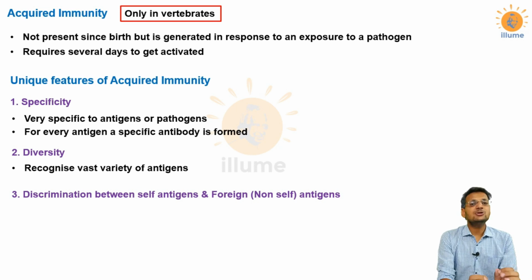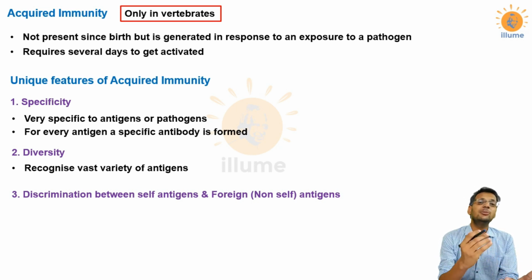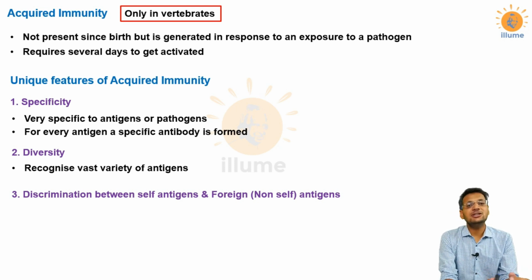Even our body has some antigens which are self antigens. I mean those antigens which belong to your body. I'll take some examples, like the Rh antigen present on the membrane of RBCs, which is responsible for Rh positive and Rh negative blood groups. That is a self antigen.